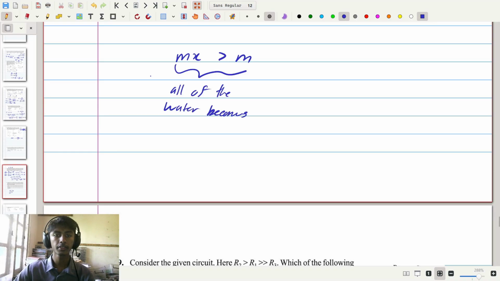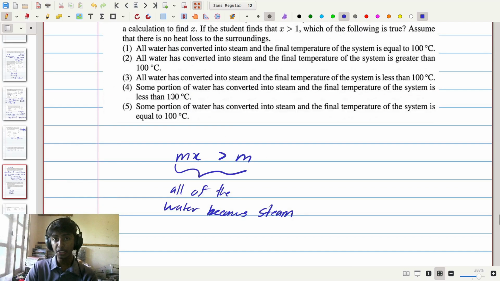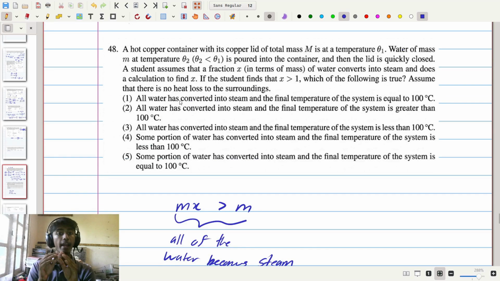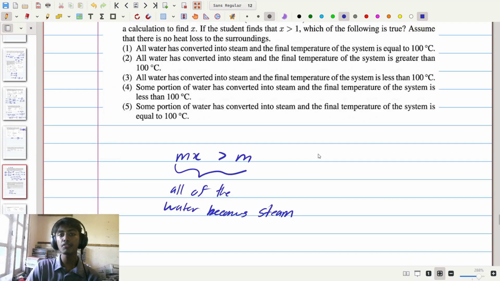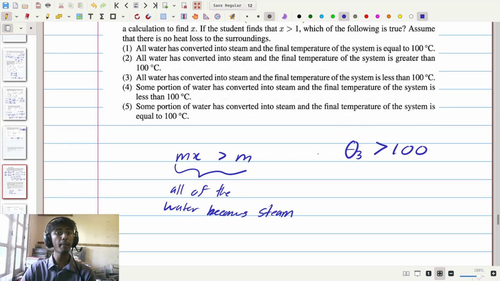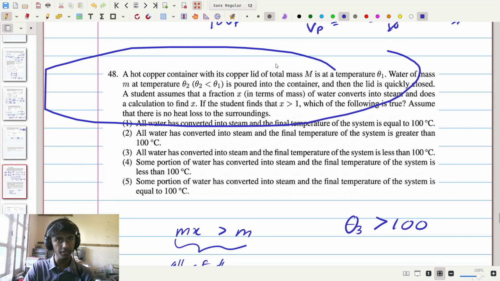becomes steam. What this also tells us is that the pot actually had more energy than needed to heat all of the water up to 100 and then boil it. So when it cools down, it will still be at a temperature higher than 100 Celsius, so that if you put even more water in, that water can also heat up and boil away. So if the final temperature of the container is theta 3, then theta 3 must be greater than 100. We can make these two conclusions from the information given.